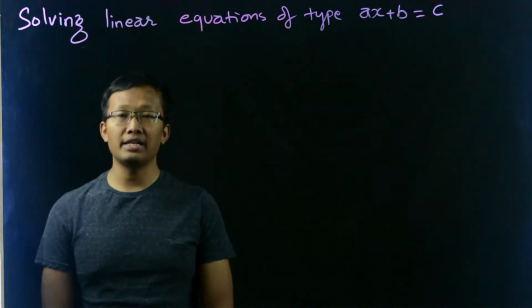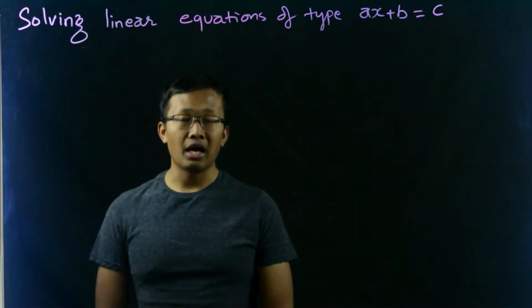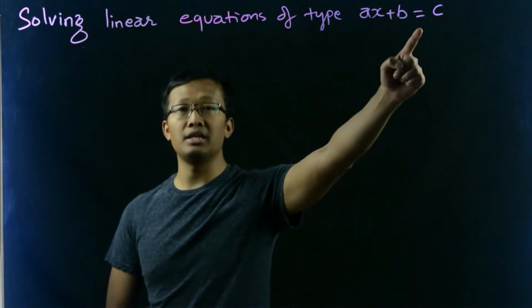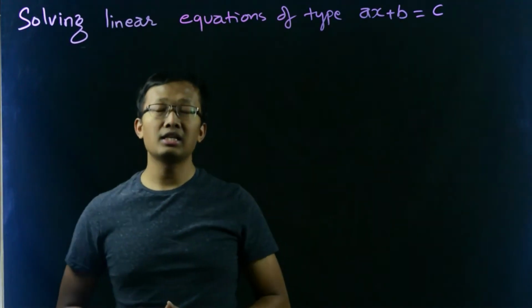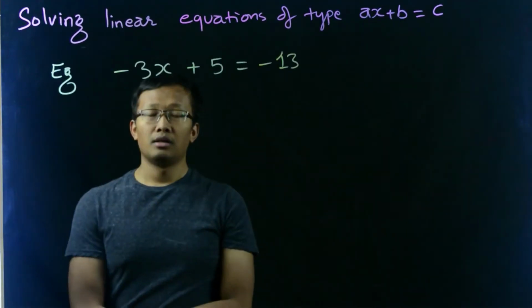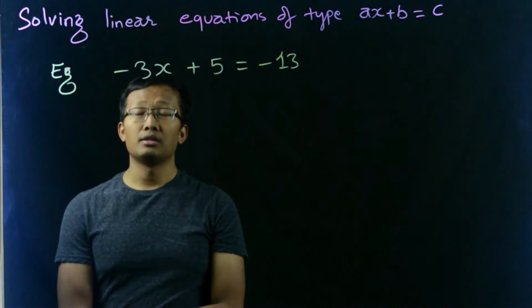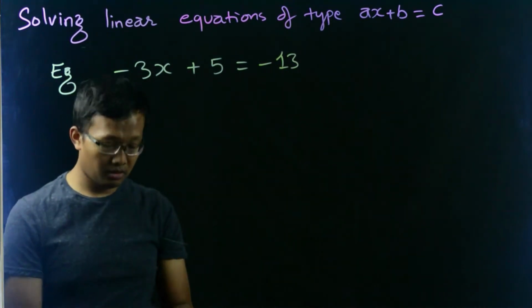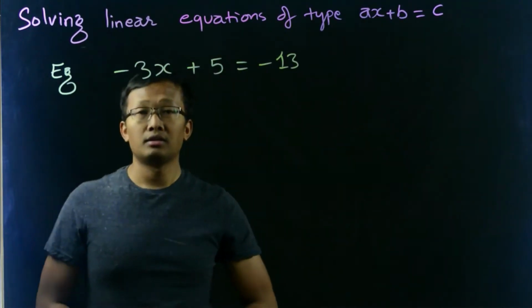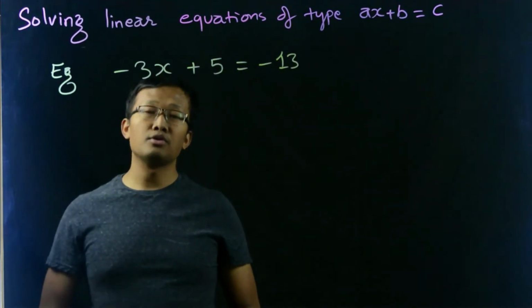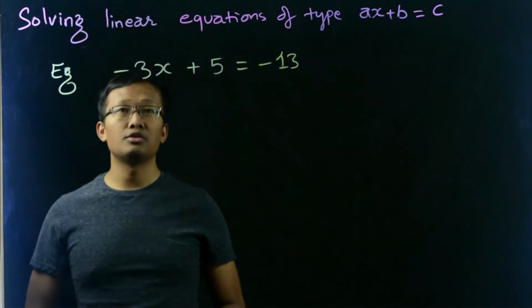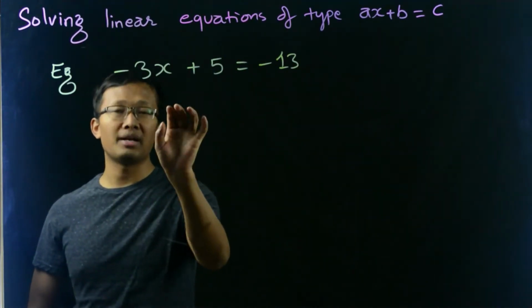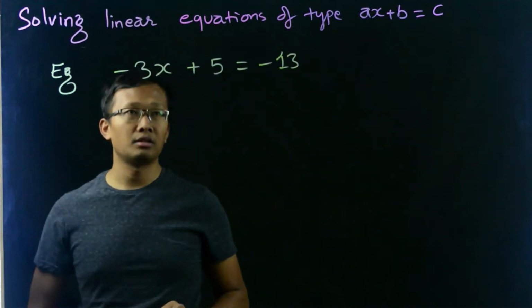Using our previous ideas, we now should be able to solve equations of type ax + b = c. Let's see how we do it. Let's consider an equation -3x + 5 = -13. Here, our first step to solve this equation would be to make this expression involving x all alone by itself on the left hand side.